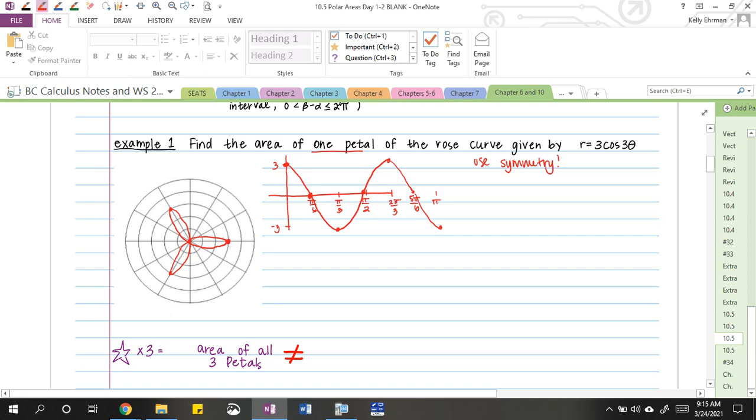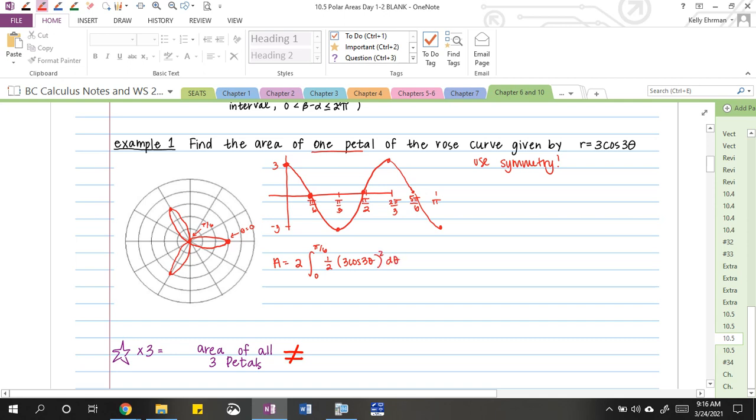Like this petal, the first part that I sketched on there, this was theta is 0. And then this was, where did we hit 0? Pi over 6. So from 0 to pi over 6, that area would be half of a petal. So I could say I'm going to double the area from 0 to pi over 6 of my formula for area of a sector, which is 1/2 r squared, 3 cosine 3 theta squared d theta.